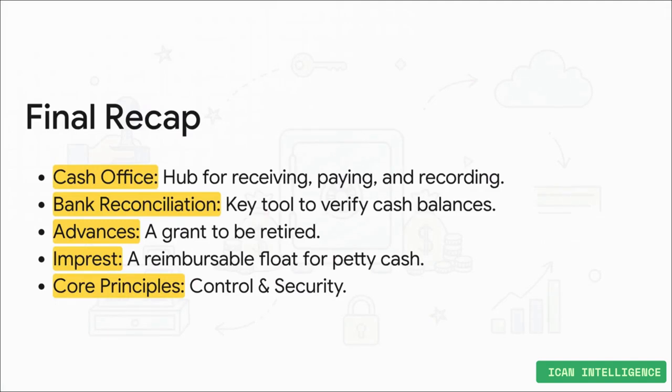Before we conclude, let's do a rapid-fire recap and lock in the absolute essentials for your exam. Cash Office. It's the operational hub for receiving, paying, and recording. Bank Reconciliation, your #1 tool for verification and control. Advances, a grant that must be retired. Imprest, a float that must be reimbursed. And above all, the 3 pillars that govern everything: control, security, and accountability. Master these concepts, and you've mastered this chapter.